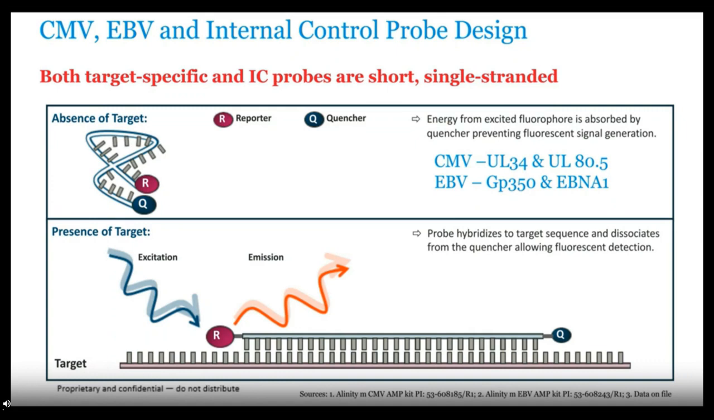What's shown in the lower panel of the slide is that in the presence of the target, the probe binds and the reporter molecule is sufficiently separated from the quencher such that, after excitation, fluorescence is emitted. And I might add that the dark quenchers, since they have no intrinsic fluorescence, do tend to decrease the background signal in the assays.